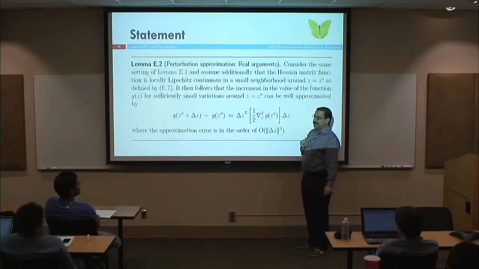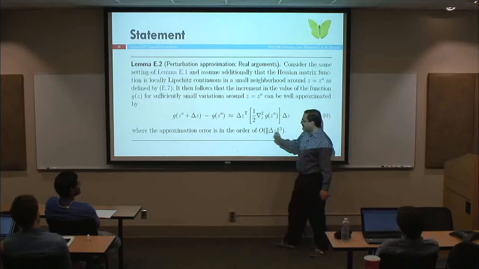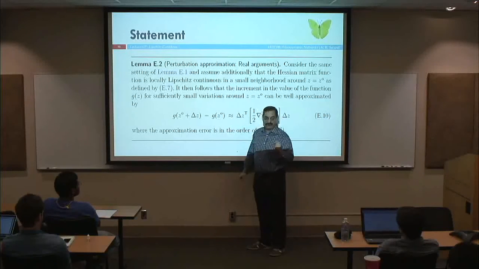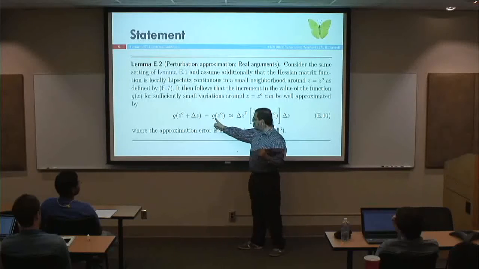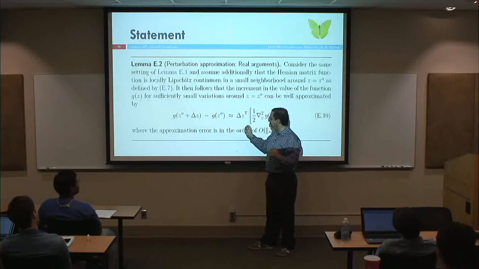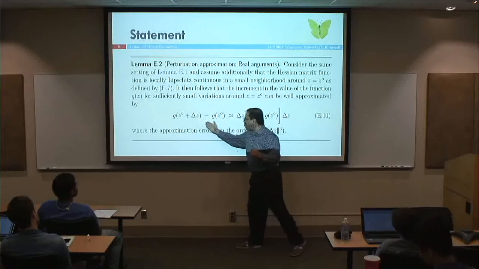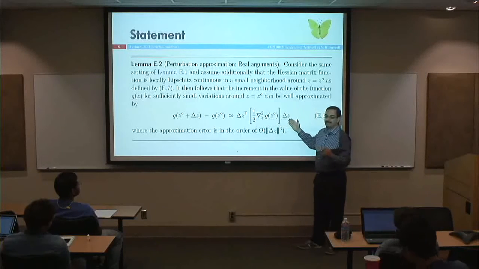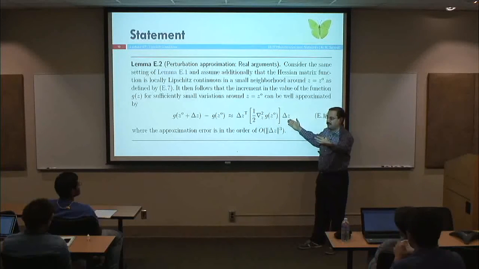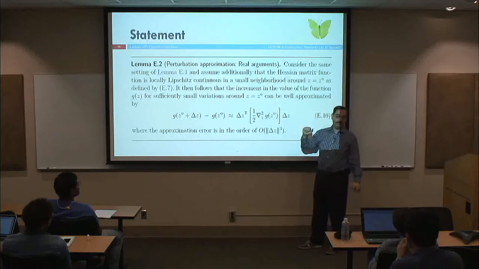And the important thing to note here is that no matter what your strongly convex function is, no matter how it looks, the change in the function is a squared Euclidean norm, a weighted Euclidean norm, okay? And this is very useful.